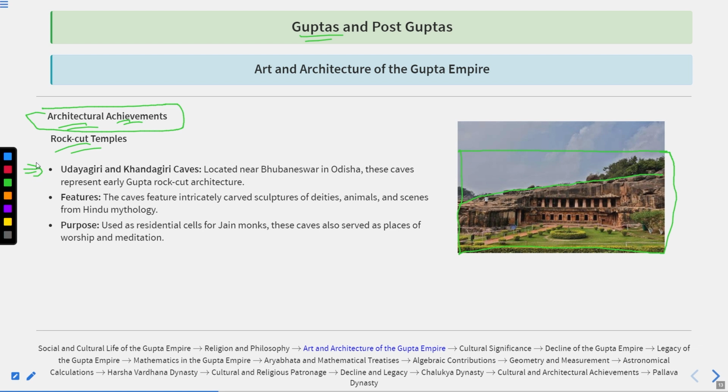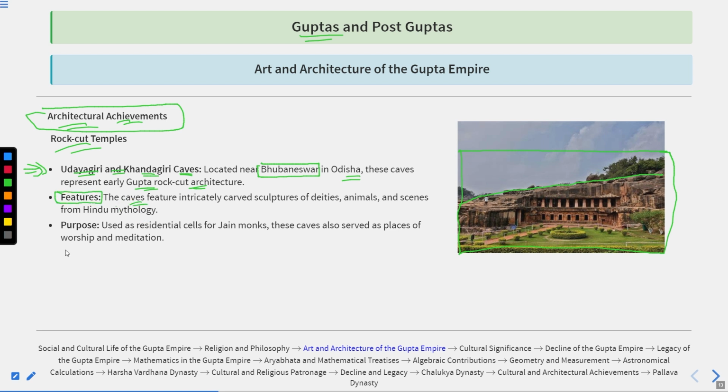Famous ones are the Udayagiri and Khandagiri caves. Both of these are located near Bhubaneswar in Odisha. These caves represent early Gupta rock cut architecture. Thereafter, the features.